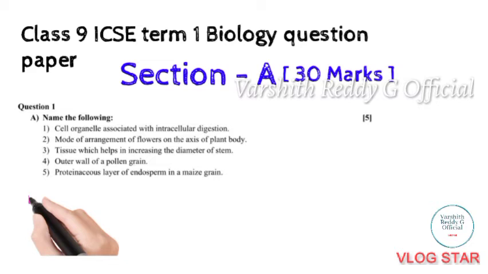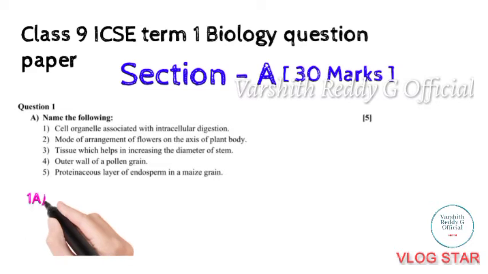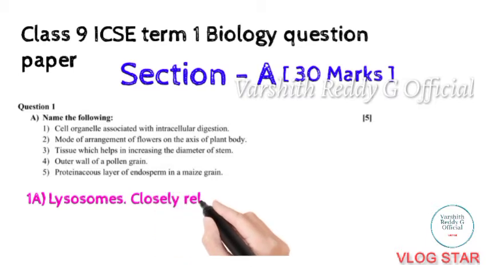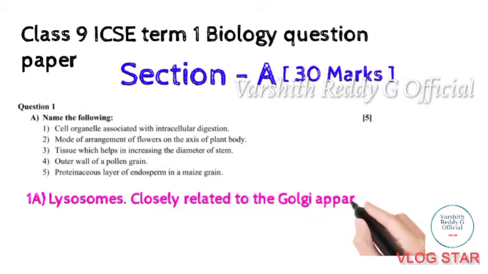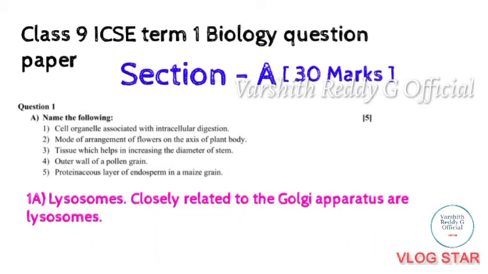Question 1. Cell organelle associated with intracellular digestion. The answer is lysosomes. Closely related to the Golgi apparatus are lysosomes. Second question. Mode of arrangement of flowers on the axis of the plant body. The answer is inflorescence.